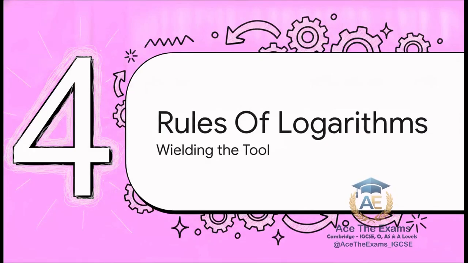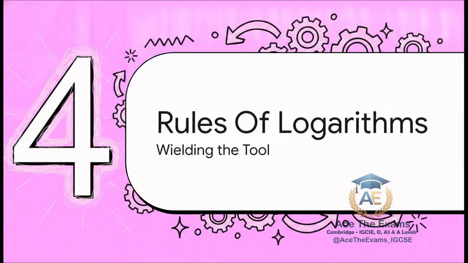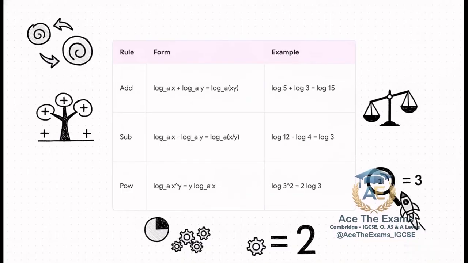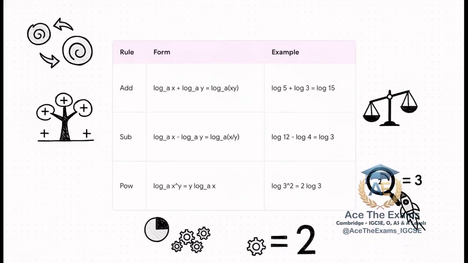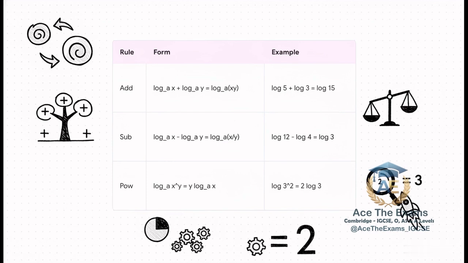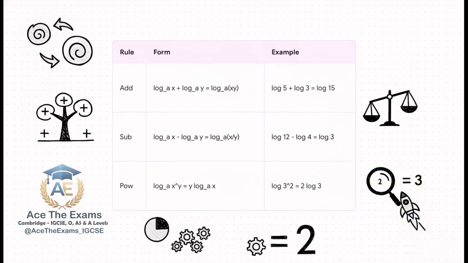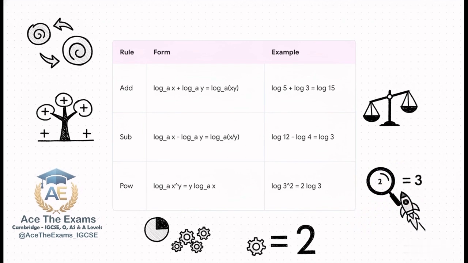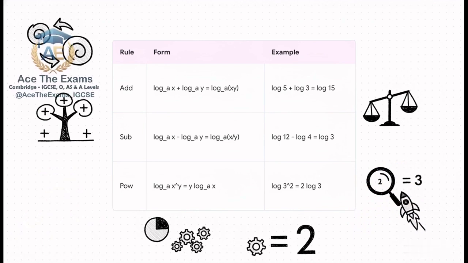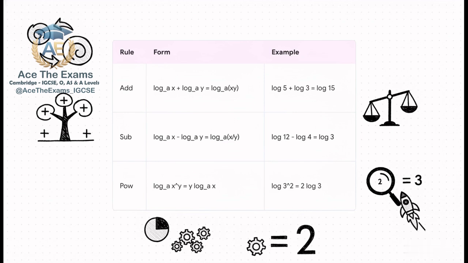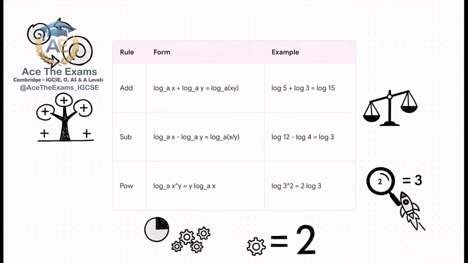Section 4. The rules of logarithms, wielding the tool. Okay, now we know what they are, let's learn how to use them to build our case. Since a logarithm is fundamentally an index, a power, it has to play by the rules of indices. These operational rules are what let us take big, clunky algebraic expressions and simplify them down. Look at how cleanly these work.